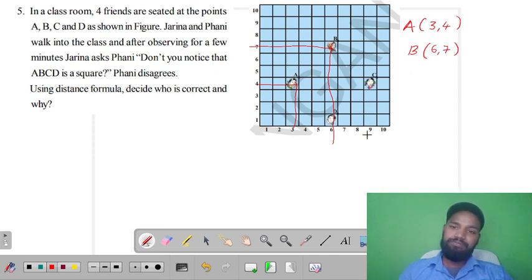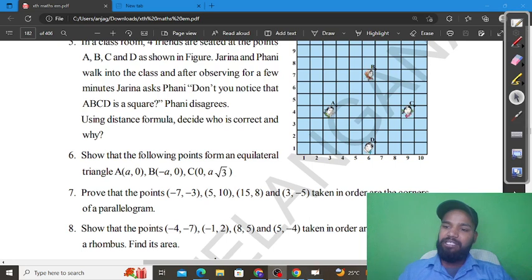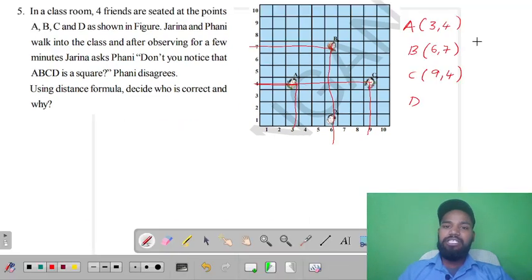Next, C person. Where did C sit? C equals (9, 4). Next D. What is D here? D is in which column? Sorry, D is not in the ninth column. So where is D here? D is here, sixth column, and which row? The first row. So (6, 1).